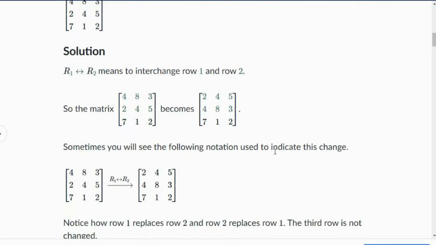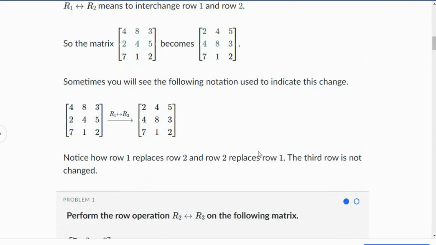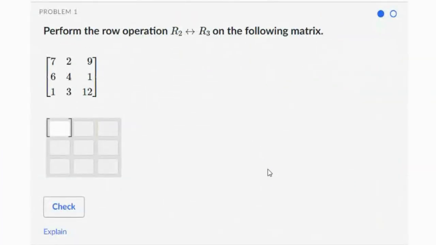All right, sometimes we'll see this notation used. Here's the original matrix. Then it says row 1 and row 2 are replaced. And so here's the new matrix. And you can see they just simply took the numbers and switched places. The third row stays exactly the same. All right, so here's a problem for us. Perform the row operation R2, double arrows, R3 on the following matrix. So what numbers are going to go on the top row?